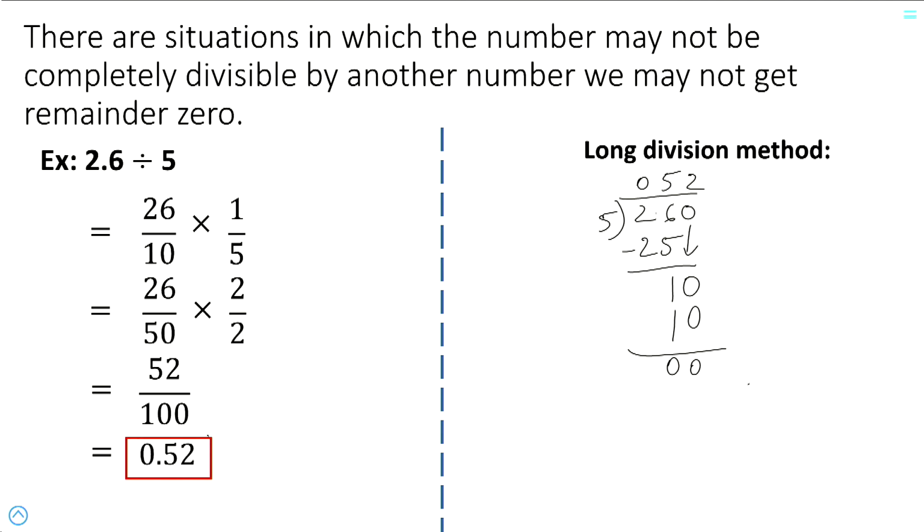What will we get now? 2.6 divided by 5. Here, look at the dividend part. How many digits are there after the point? 2 digits. It is considered as 2.60. Therefore, in the quotient, place the decimal point after 2 digits, 1, 2, from the right. The answer is 0.52. In both methods of solving, the first method and the second method, we got the same answer, 0.52.